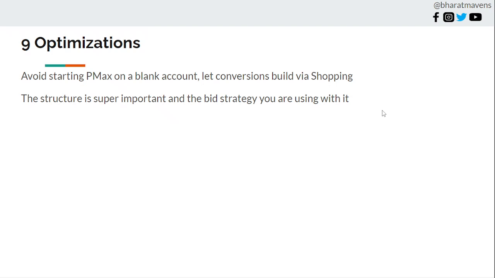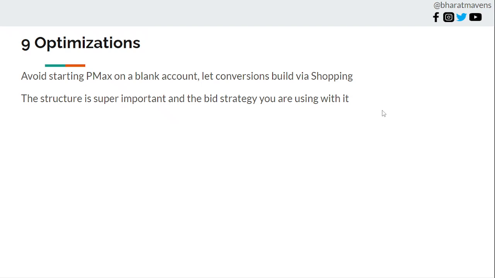Number 2, the structure is super important in PMax, and so is the bid strategy you use. People try to couple into a single campaign a product worth 1000 rupees and a product worth 2000 rupees, and they give a CPO of 500, which is very different for each. For a product worth 1000, a CPO of 500 means you are expecting a ROAS of 2, whereas for a product worth 2000, a CPO of 500 means you are expecting a ROAS of 4, which is very different.